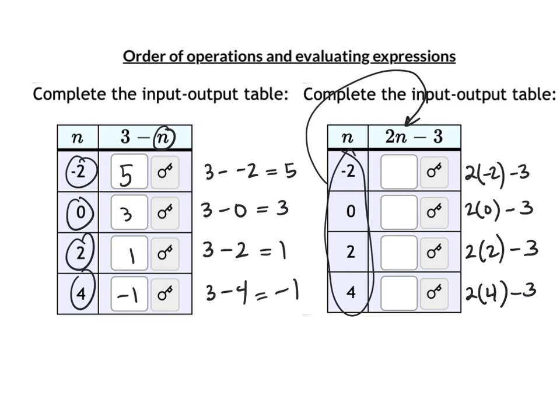2 times -2, follow the order of operations, is -4 minus 3. That ends up being -7. If you take away 4 and then take away 3 more, you've taken away 7. 2 times 0 is 0, and 0 minus 3 is -3. 2 times 2 is 4, and 4 minus 3 is 1. 2 times 4 is 8, and 8 minus 3 is 5.